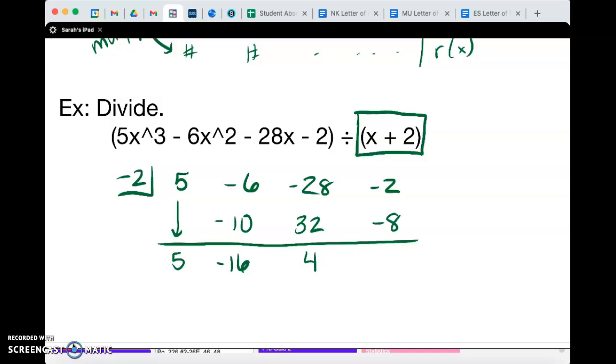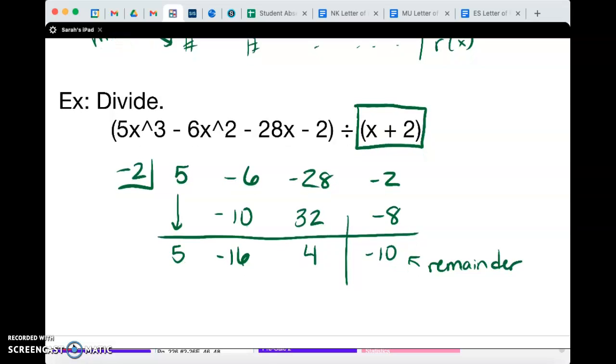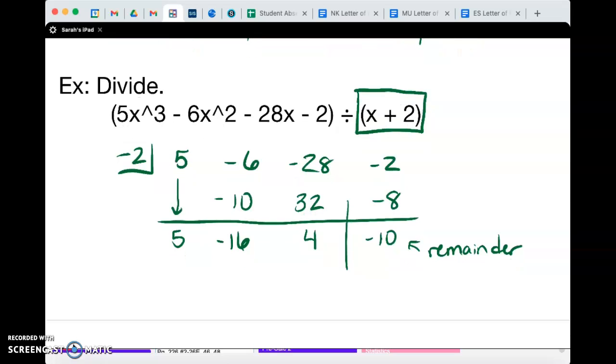And then add. Okay. Now I always like to put a line to separate, because this is actually my remainder. The last number is always the remainder. So these are the numbers I get out when I divide, but I still need to write it as a polynomial. If I divide a cubic by a linear, what kind of polynomial should I get out?